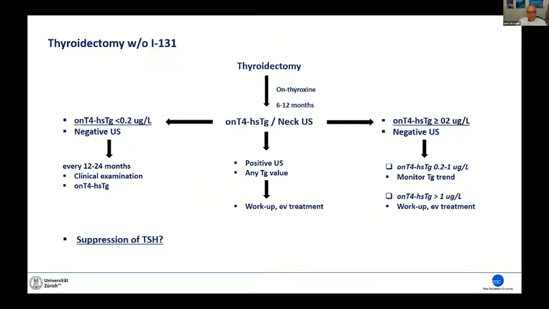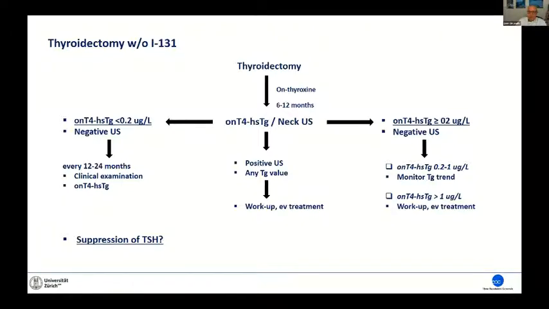Considering these factors, we can adopt for those patients a similar monitoring flow chart as for patients treated by ablation. In case of a thyroglobulin that drops, remaining undetectable with a negative ultrasound, it is likely the patient is in excellent response as after radioiodine ablation, and so the further monitoring may remain the same.